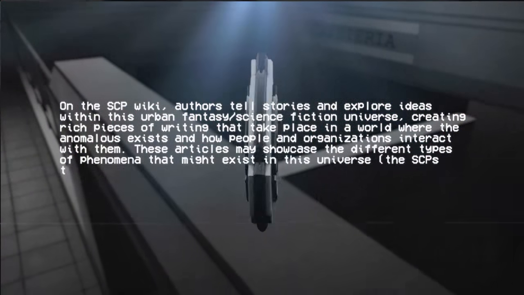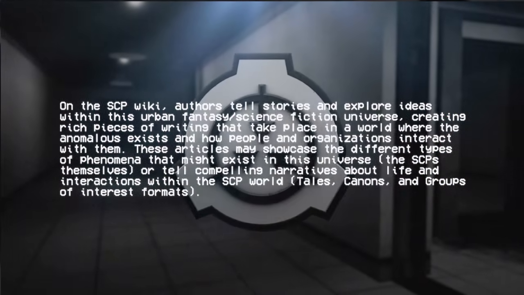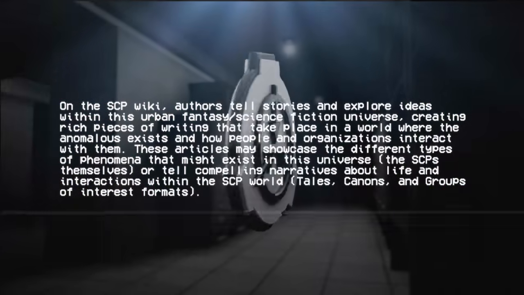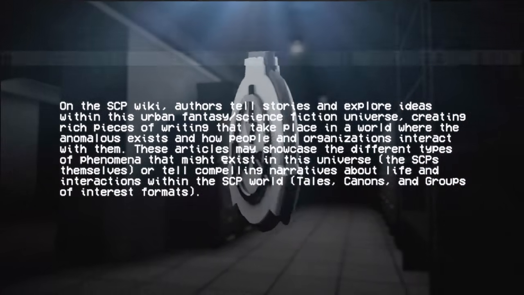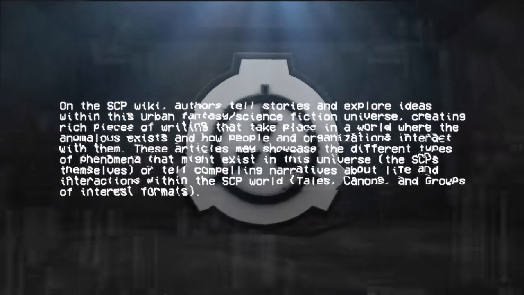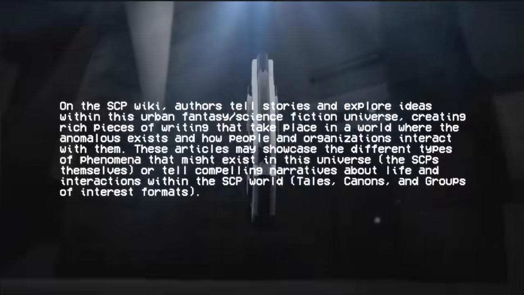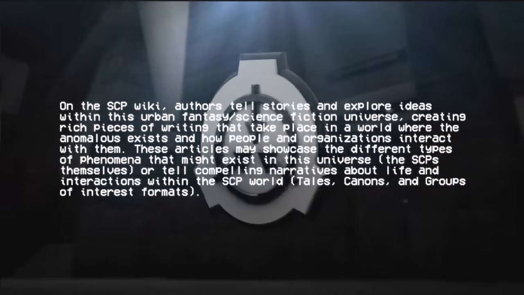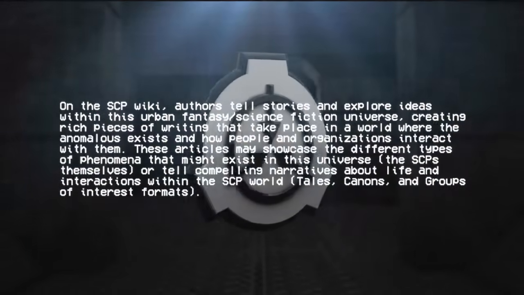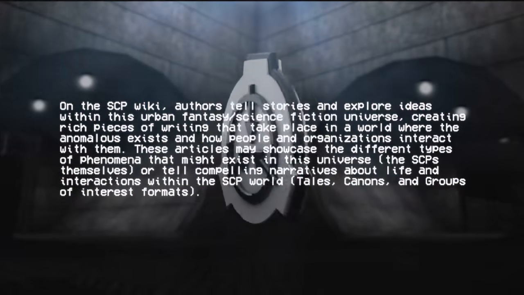On the SCP Wiki, authors tell stories and explore ideas within this urban fantasy science fiction universe, creating rich pieces of writing that take place in a world where the anomalous exists and how people and organizations interact with them. These articles may showcase the different types of phenomena that might exist in this universe, the SCPs themselves, or tell compelling narratives about life and interactions within the SCP world, tales, canons, and groups of interest formats.